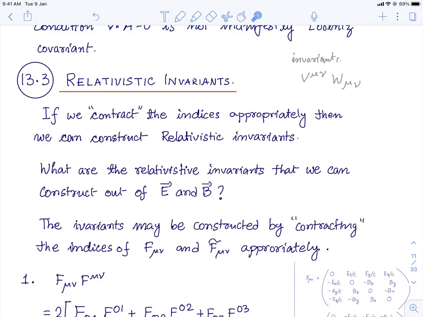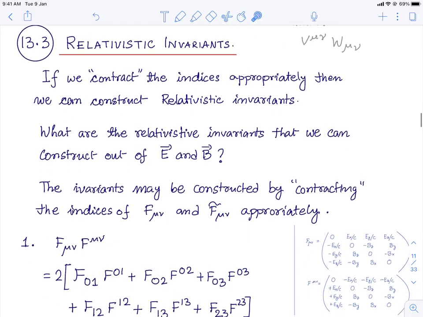I hope you understand the difference between a covariant object and an invariant object. An invariant object is something that does not transform at all. A covariant object, like a vector or a tensor, is an object which transforms nicely. It has some particular properties under which it transforms. It transforms like a vector. Very good, so this is another very important point.